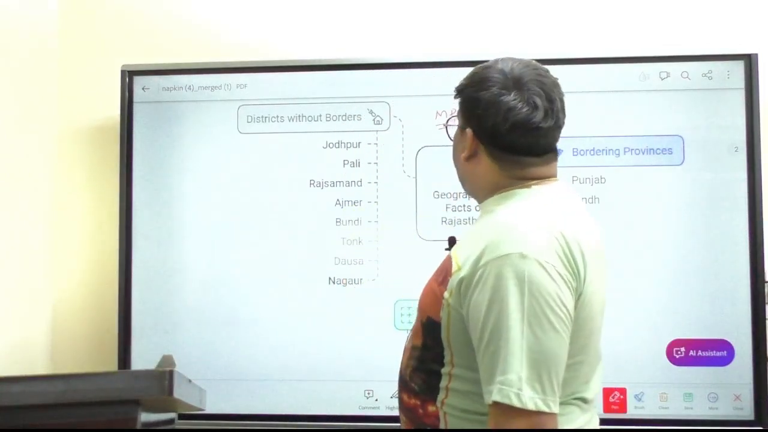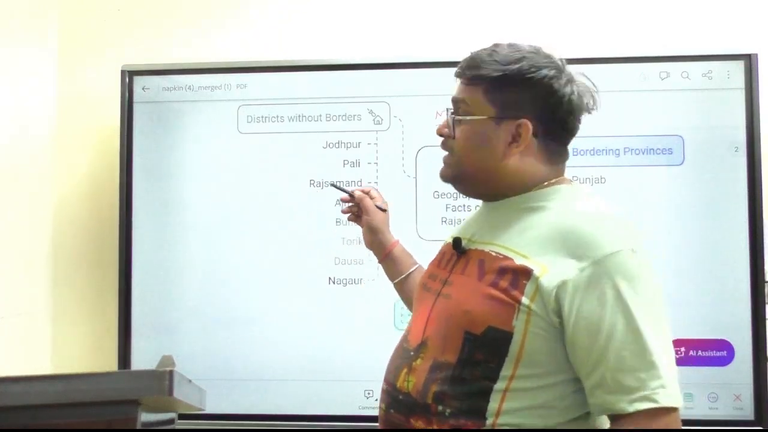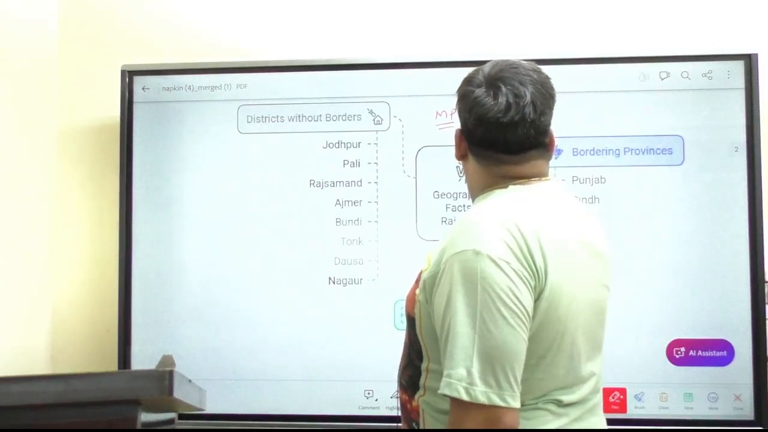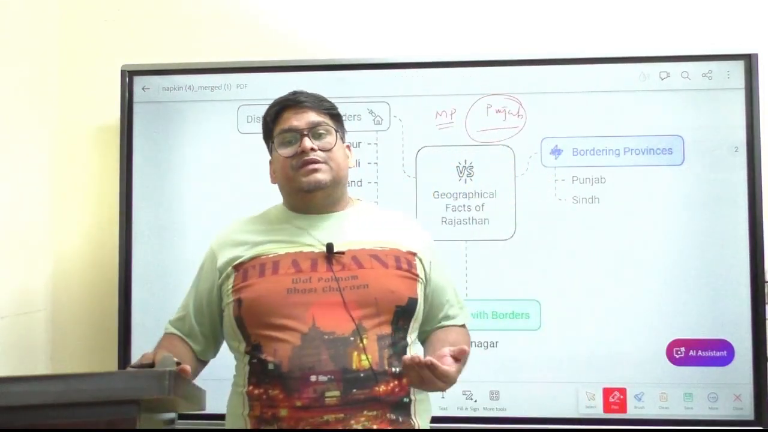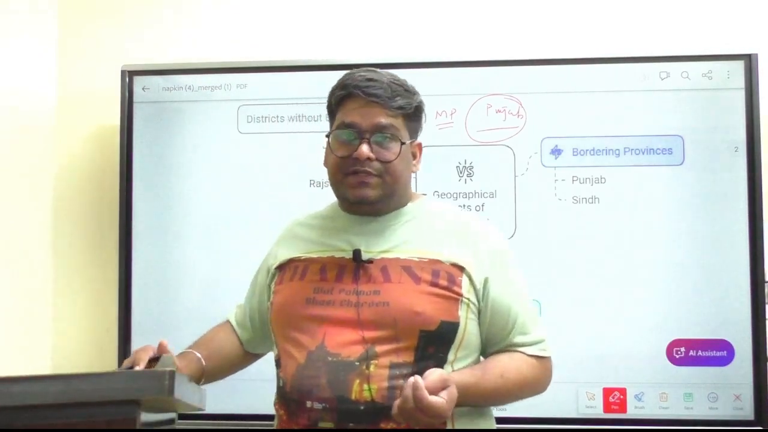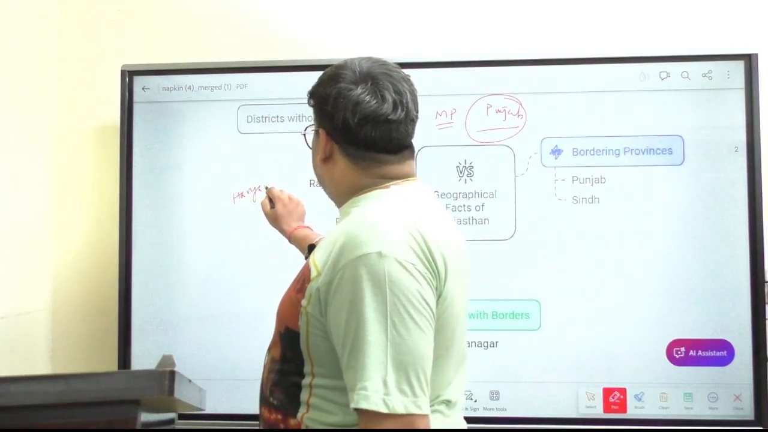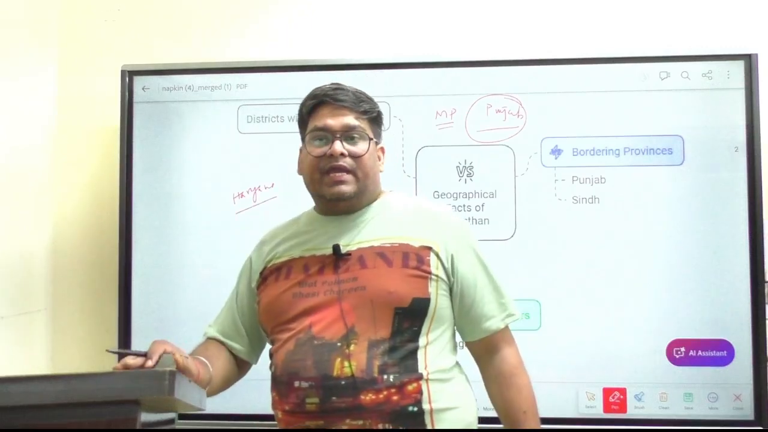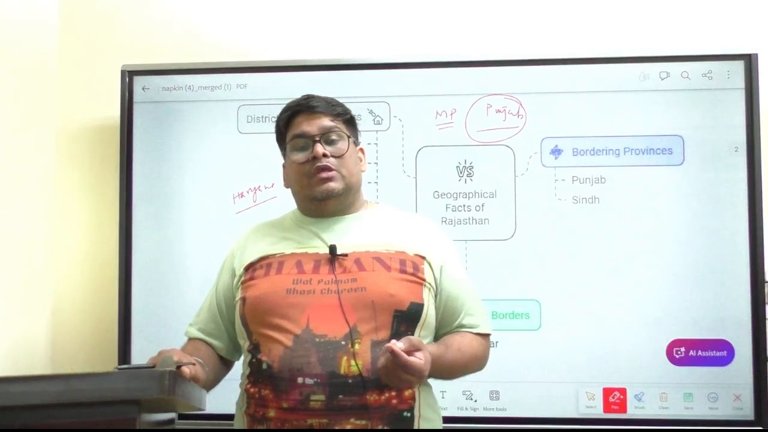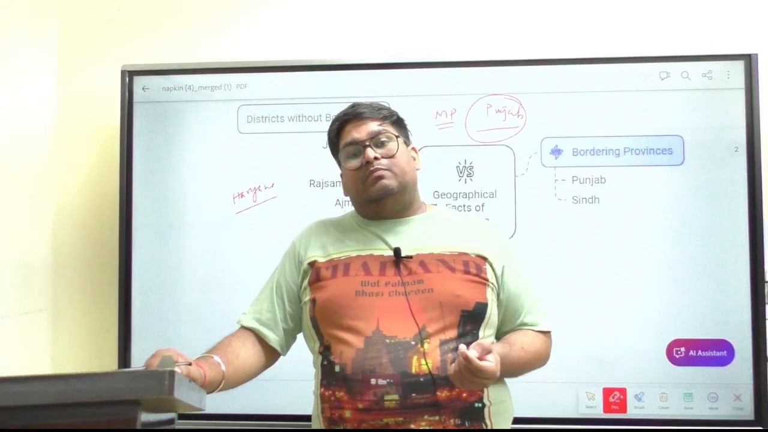Similarly, you have another important nearby state, Punjab. Punjab touches many districts of Rajasthan. For example, Hanumangarh and Shri Ganganagar, 2 primary districts. Then you have Haryana. Haryana touches important districts of Rajasthan, for example, Hanumangarh, Churu, Jhunjhunu, Sikar, Jaipur, Alwar and Bharatpur.